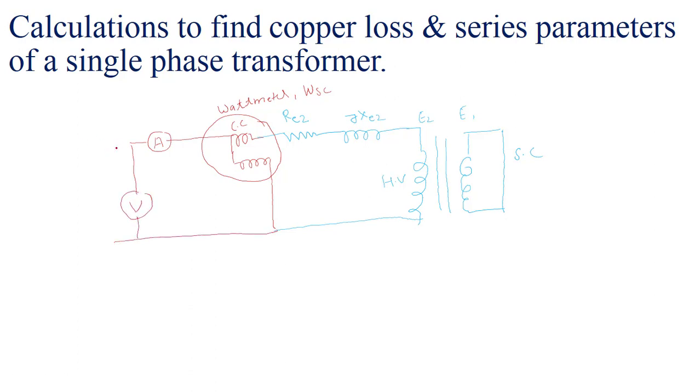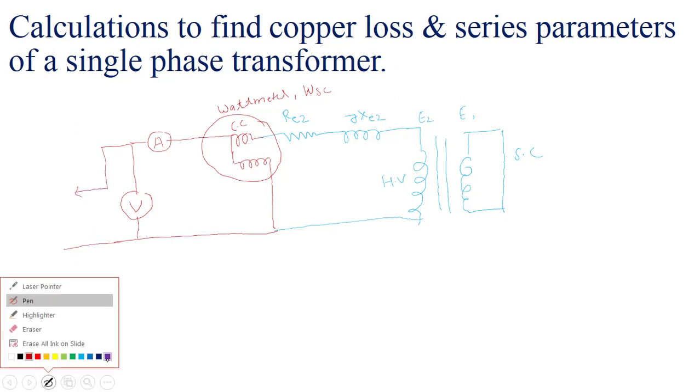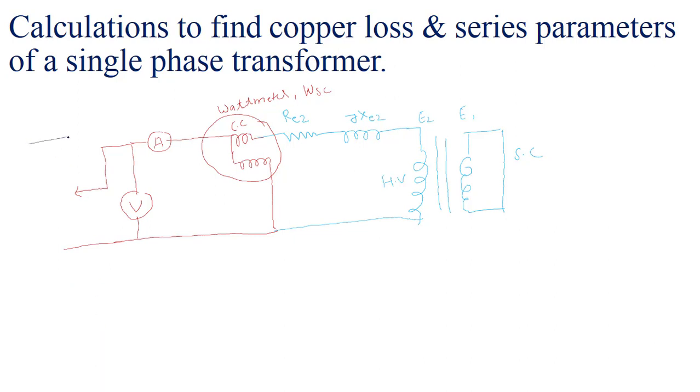And we connect this to an auto transformer. This is an auto transformer to vary the voltage, and this is the supply voltage, let us say V supply. Now we have to change the auto transformer voltage in such a way that it allows the rated current to flow toward the high voltage side.